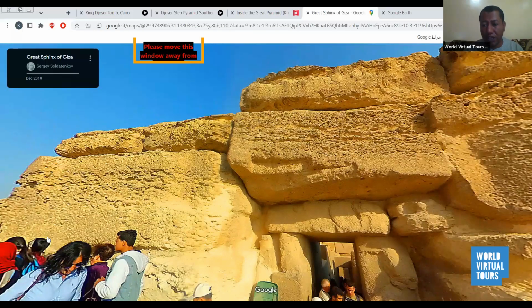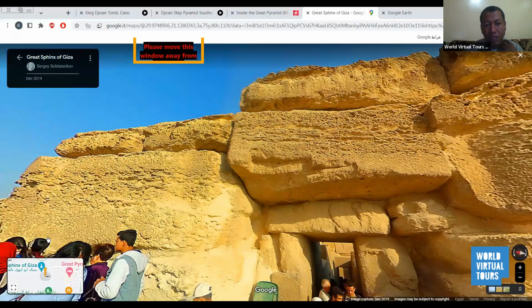So you can see right here this view of the statue next to the Great Pyramids. This is the Great Sphinx.